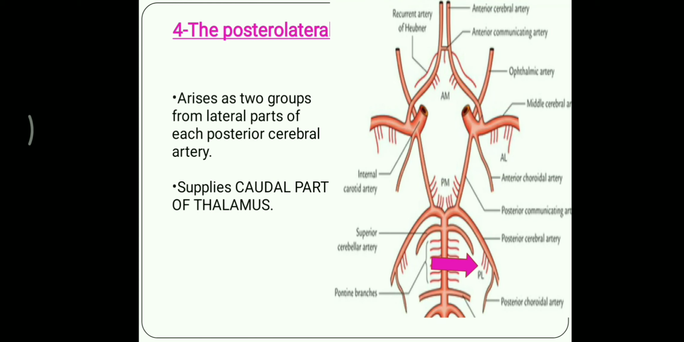Fourth group. This group also arises as two groups from the lateral part of each posterior cerebral artery. You see, this is the posterior cerebral artery and this group of branches is called the posterolateral group. It supplies the caudal part of the thalamus.